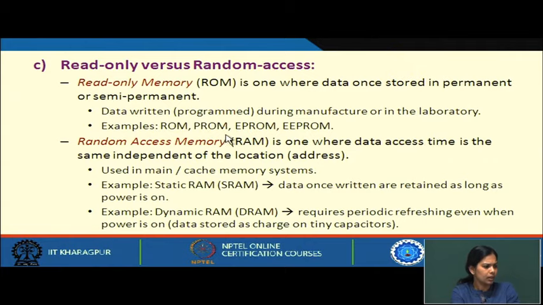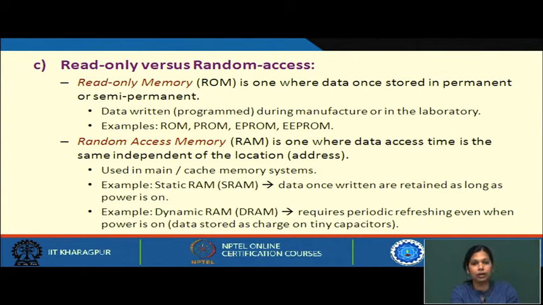Now, random access memory is one where the data access time is the same, independent of the location. So whether we access the first location or the last location, the access time will be the same. And where is it used?